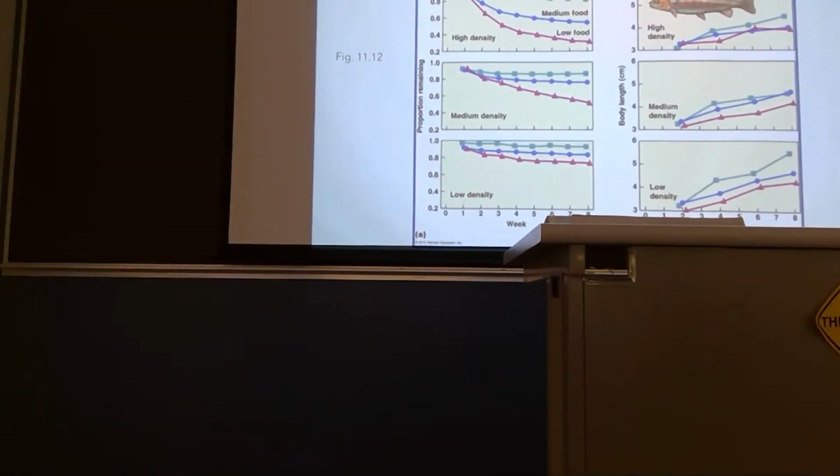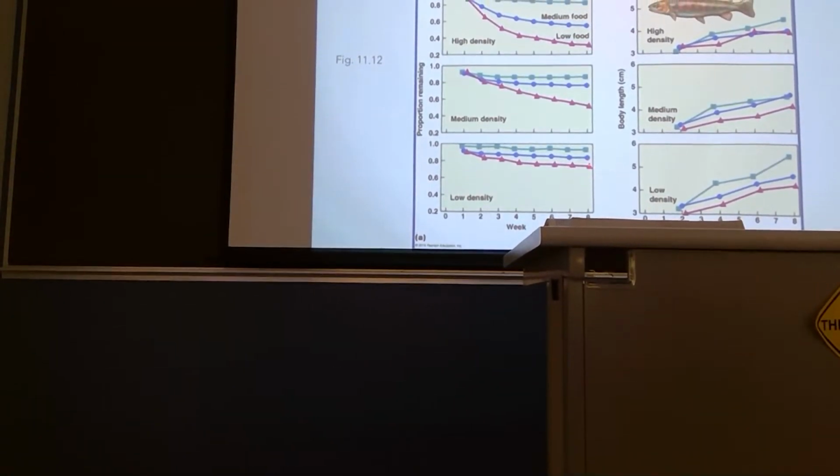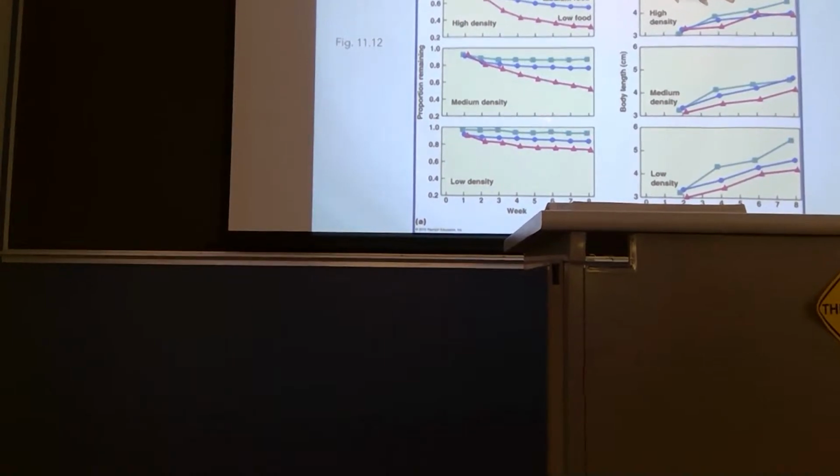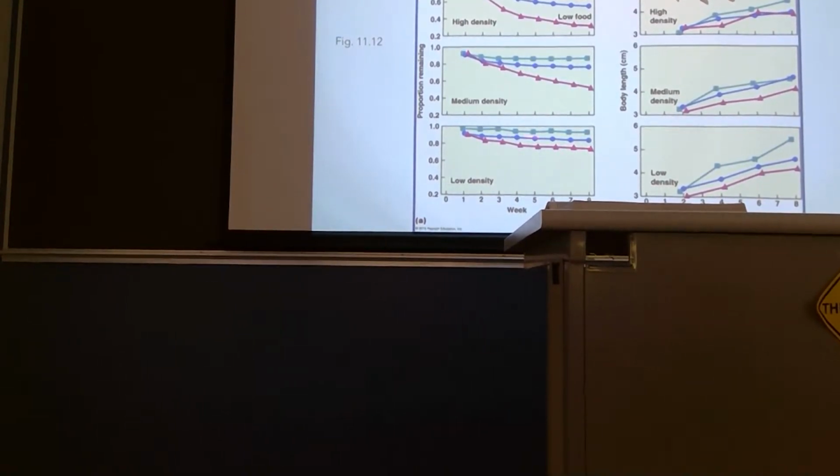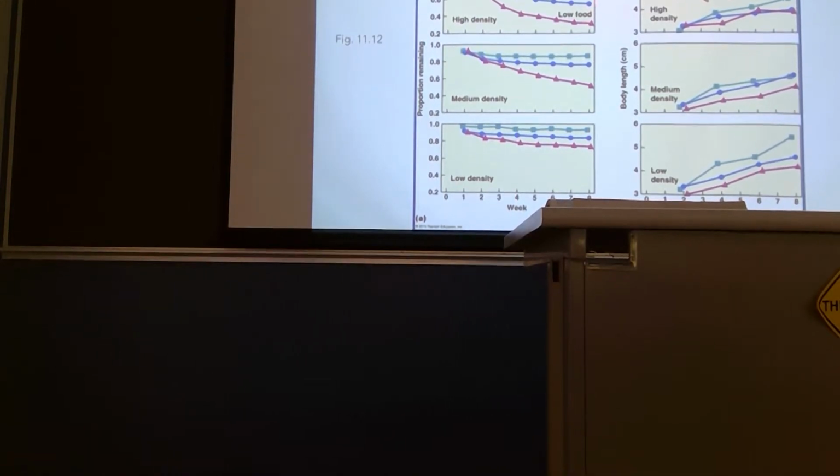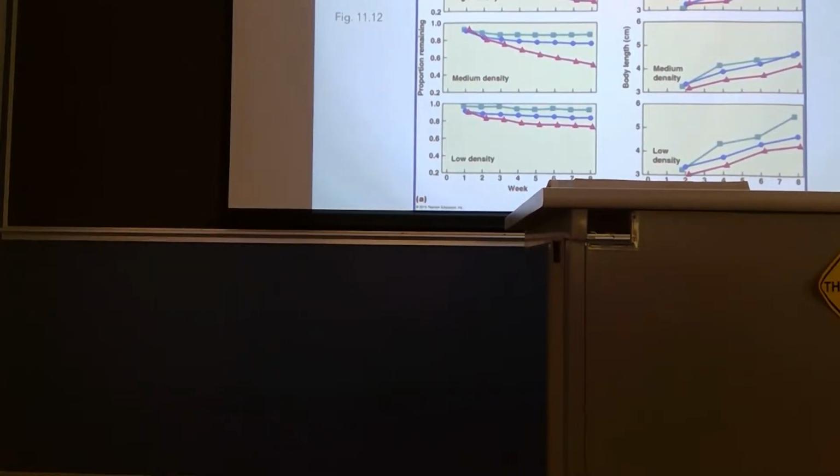Right. At low density, you can give them not much food and they're still okay. They're still getting enough resources. Competition is still not enough to affect overall survival rates. Like there is an effect, but it's not nearly as dramatic as the differences between the food treatments here.